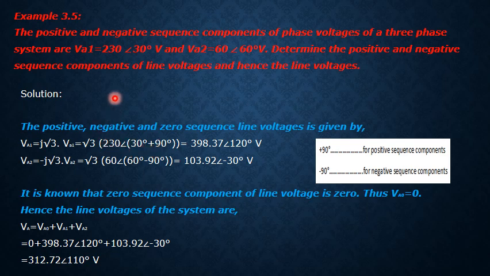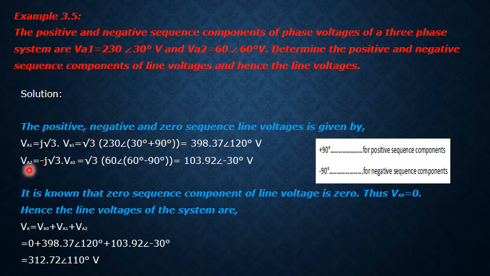Okay, so what is the phase voltage given for the positive sequence? It is 230 at an angle 30 degrees, but how much angle is it making? It is leading by an angle 90 degrees, right? So leading means plus 90 degrees. So 30 plus 90 degrees you need to add up. If you simplify it, you are going to get the line voltage now. So from this phase voltage we converted into the line voltage of respective components.